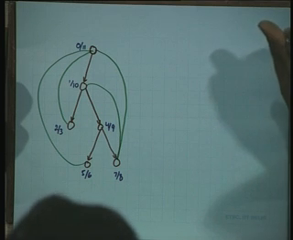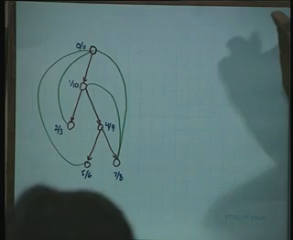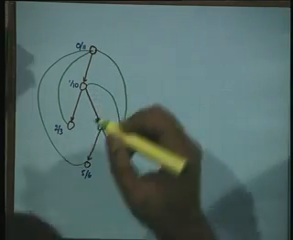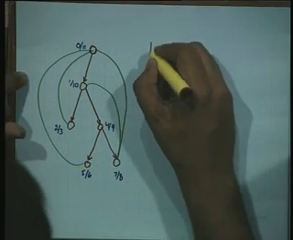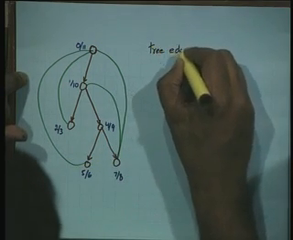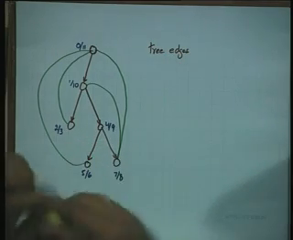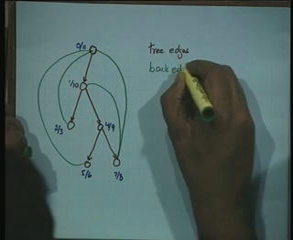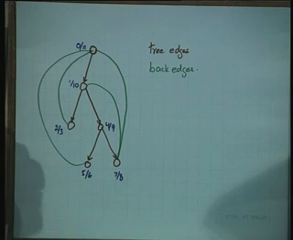Okay, so let us look at more properties of depth first search. These edges, the brown edges, are called tree edges. The green edges are called back edges, and we will see why they are called back edges and why not front edges. What is back about them?